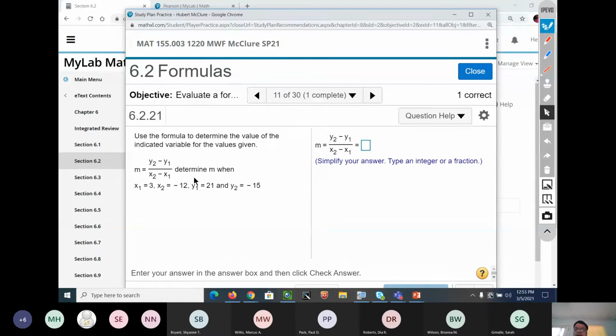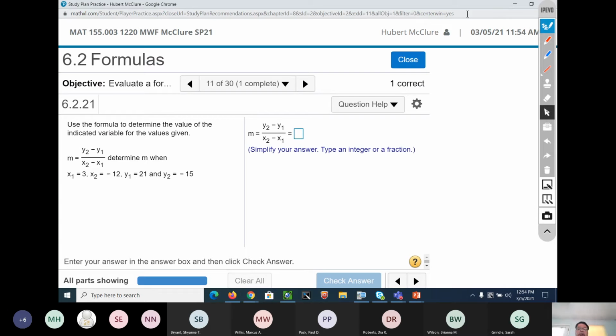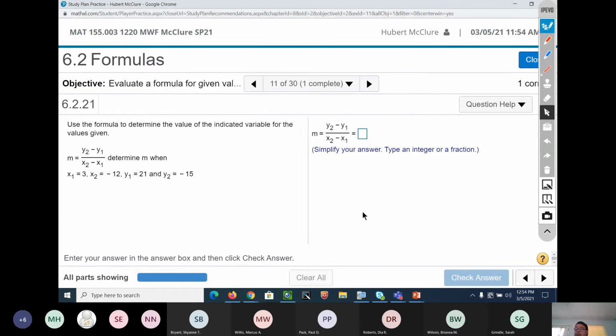So plug and chug. This is the first type of plug and chug of formula. And I think Miss Bryant, you came in after I showed the first type. This is the first type, plug and chug. And M is equal to parentheses minus parentheses over parentheses minus parentheses.